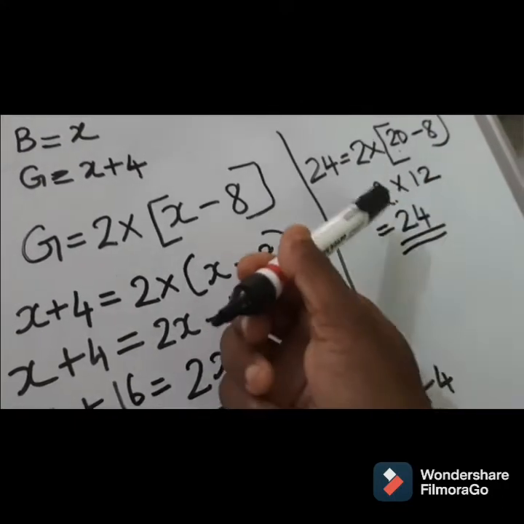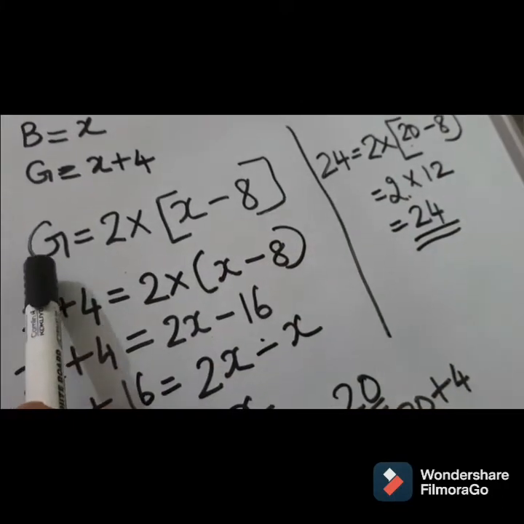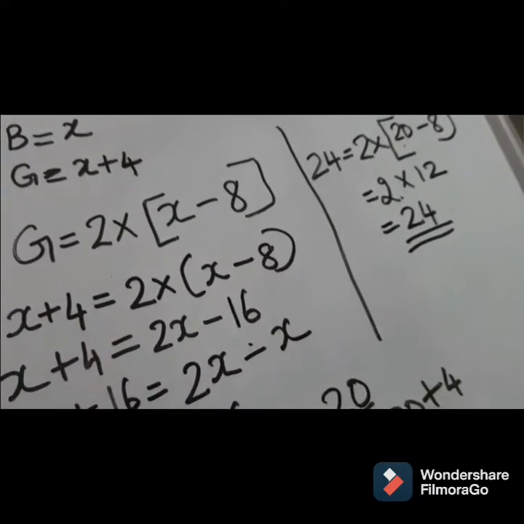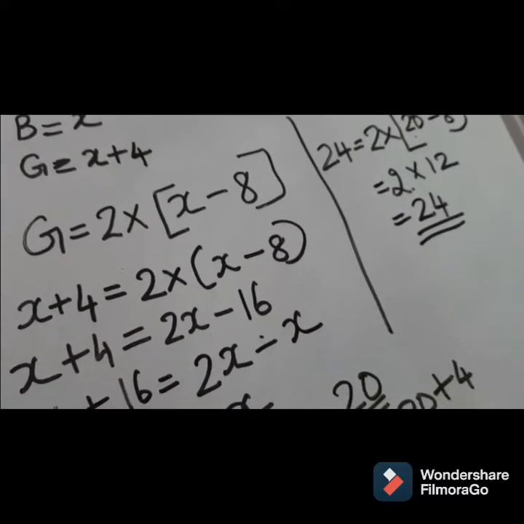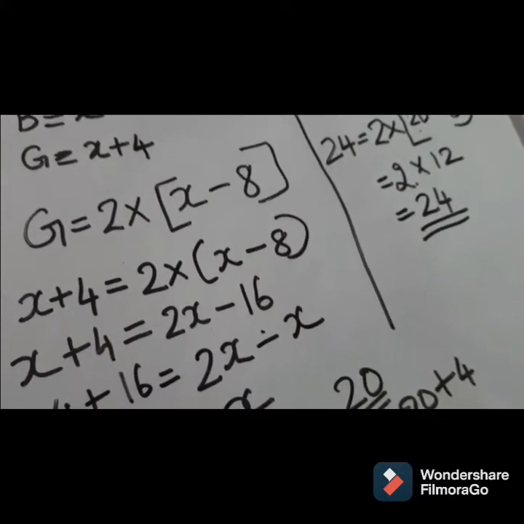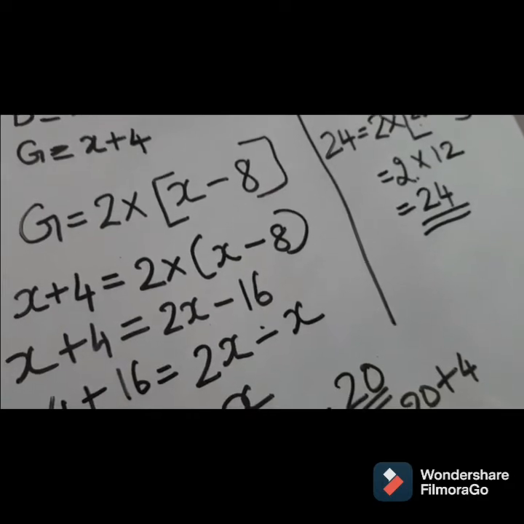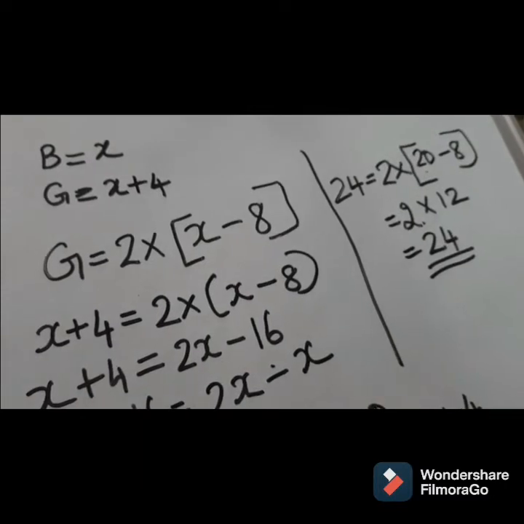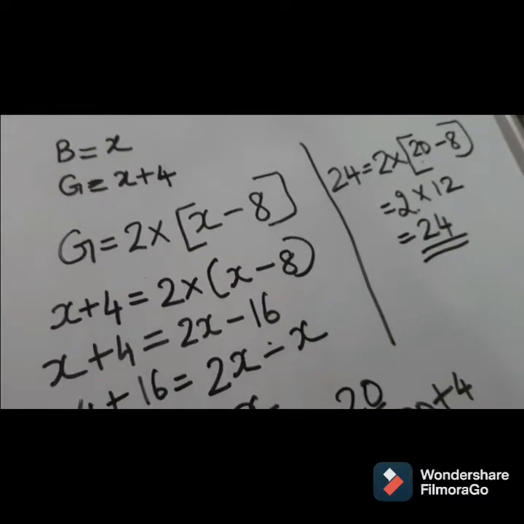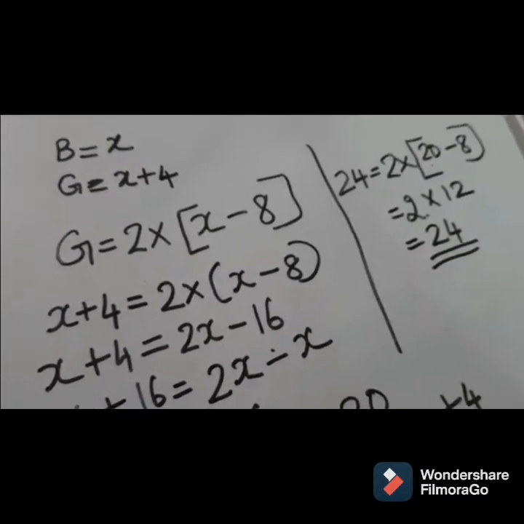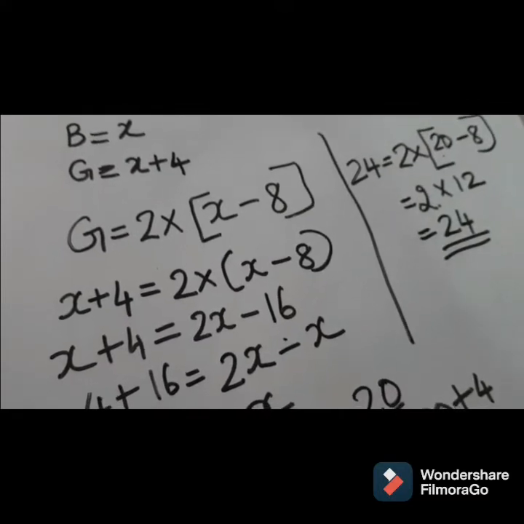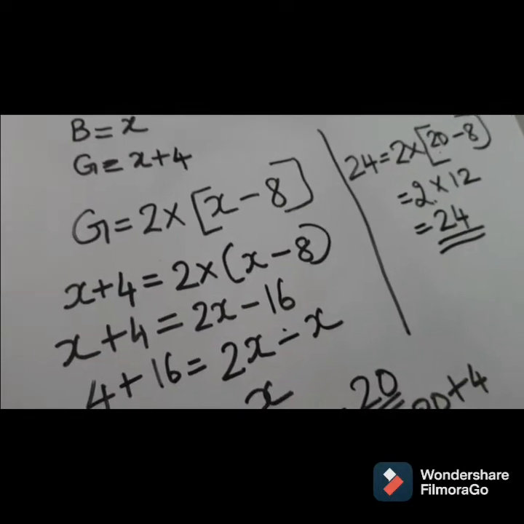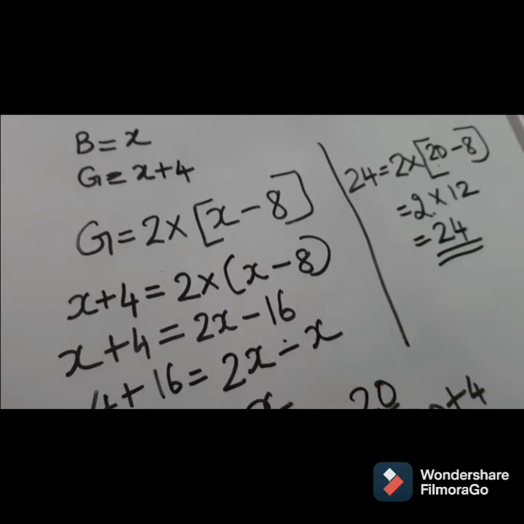That is the situation they have given in the question: the number of girls was twice that of boys when 8 boys are absent. I think you understand this. If you don't understand, watch again and again. So it is easy to understand.